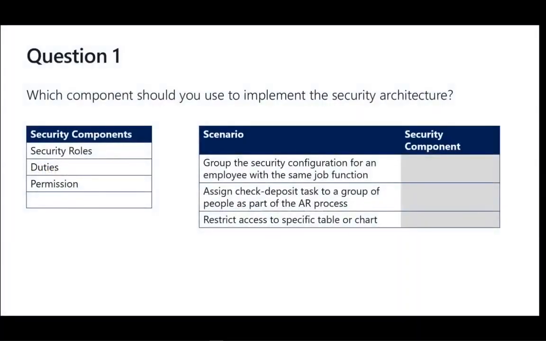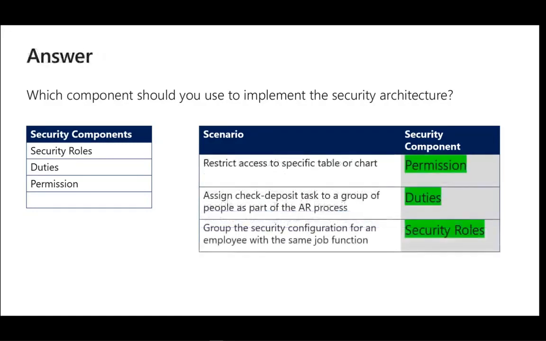Practice questions. Question 1. Which component should you use to implement secure architectures? Secure components include secure roles, duties, and permissions. The options are: group the security configuration for an employee with the same job function; assign a check deposit task to a group of people as a part of an AR process; restrict access to a specific table or chart.